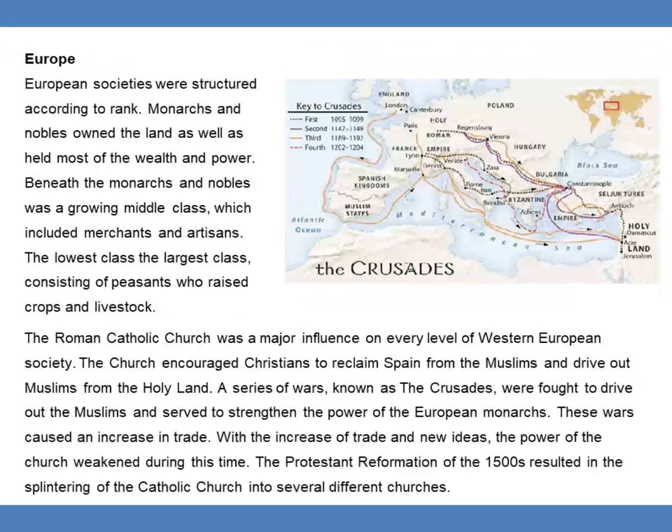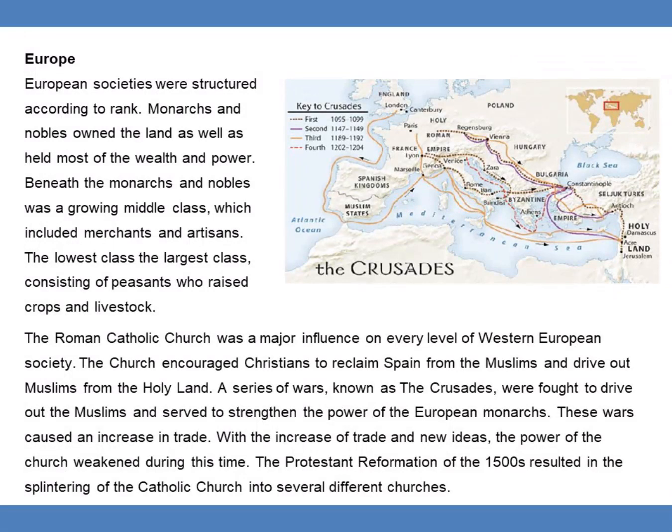European societies were structured according to rank. Monarchs and nobles owned the land as well as held most of the wealth and power. Beneath the monarchs and nobles was a growing middle class, which included merchants and artisans. The lowest class, the largest class, consisted of peasants who raised crops and livestock.